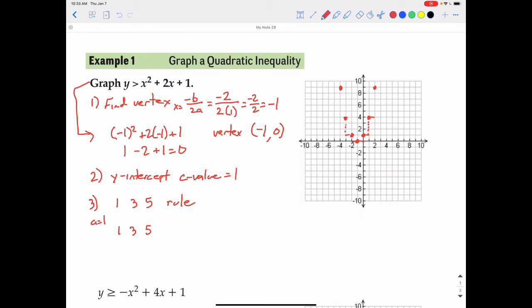When we draw the parabola, notice that in the original problem it used a greater than sign, but it was not equal to. So just like with linear inequalities, when that occurs, we're going to use a dotted boundary line. So the boundary line will be just like this, dotted.